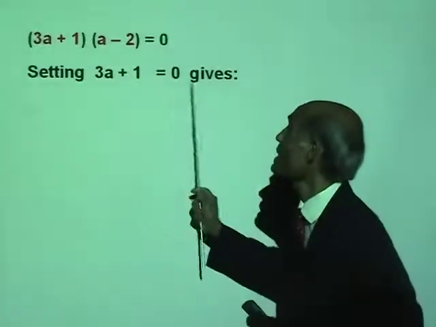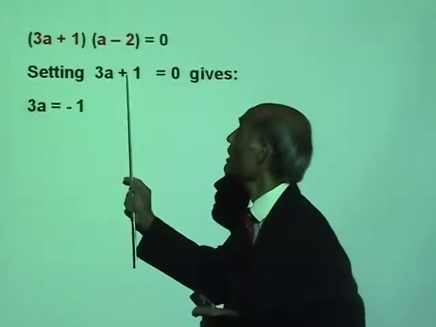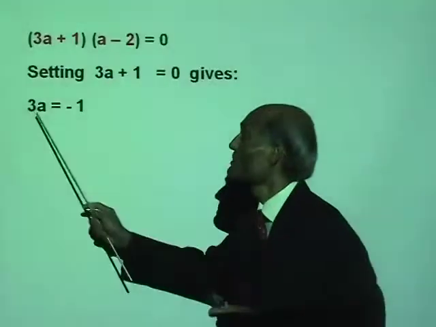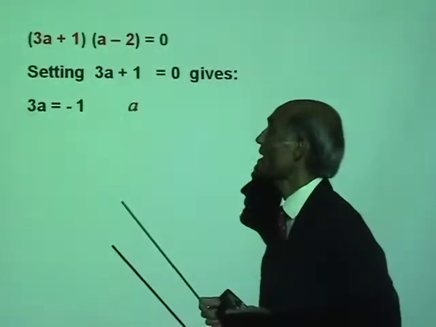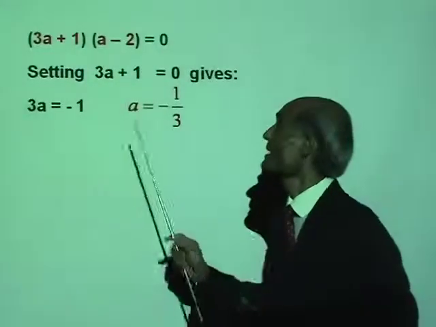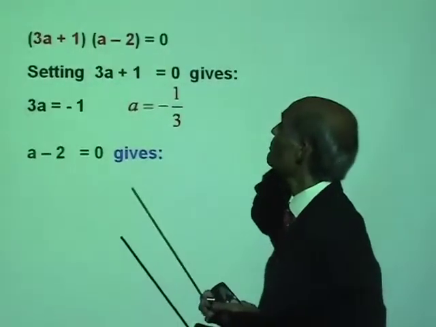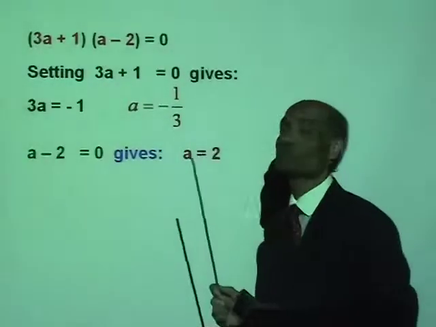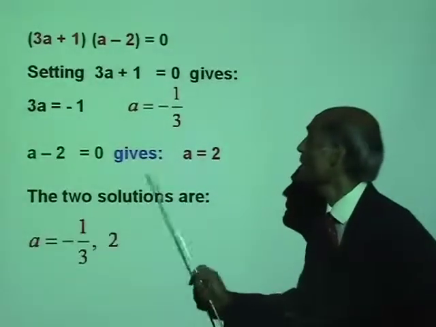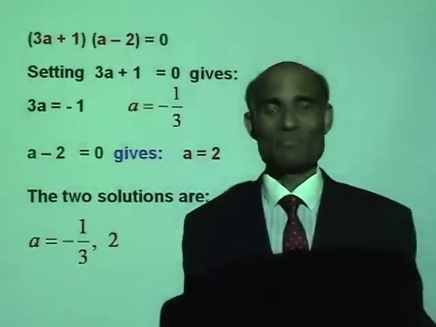3a plus 1 equal to 0. Can you solve for a from there? Move that positive 1 to the right side. 3a equal to negative 1. Divide both sides by 3. You get a equal to negative 1/3. Set the second factor to 0. A minus 2 equal to 0 gives a equal to 2. That means the two solutions are a equal to negative 1/3 and a equal to 2.